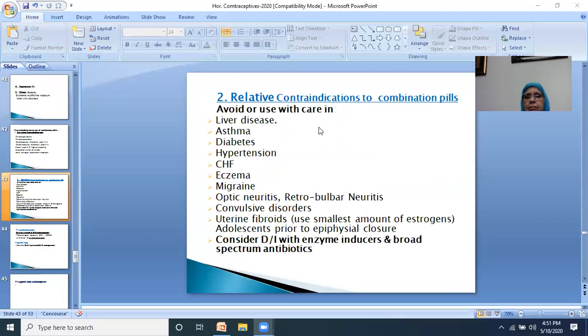Then some contraindications are relative, which means that we should avoid or use with care in females with liver disease, asthma, diabetes, hypertension, chronic heart failure, eczema, migraine, optic neuritis, retrobulbar neuritis, convulsive disorders, uterine fibroids, or adolescents prior to epiphyseal closure. Then we must consider drug interactions with enzyme inducers or broad-spectrum antibiotics.